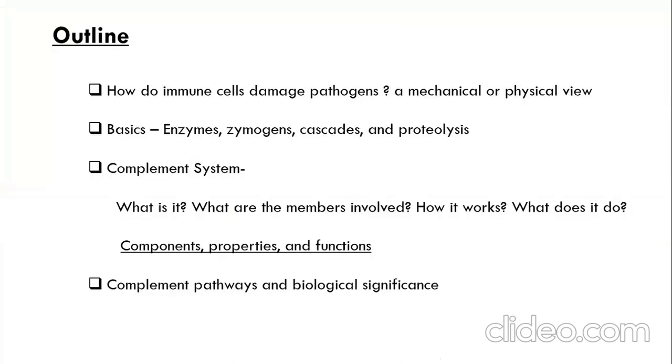So the lecture has been divided into the following outline. Firstly, I would like to introduce the concept of how damage can happen, in terms of looking in the view of the pathogens: how immune cells kill the pathogen, how they damage them in a mechanistic view, in physical form. This will be a brief introduction in the first few slides, followed by more about the basics of enzymes: properties of enzymes, different forms of enzymes, active and inactive enzymes, apoenzymes, zymogens, and how enzymes work in a cascade. One of the fundamental important functions of enzymes is proteolysis.